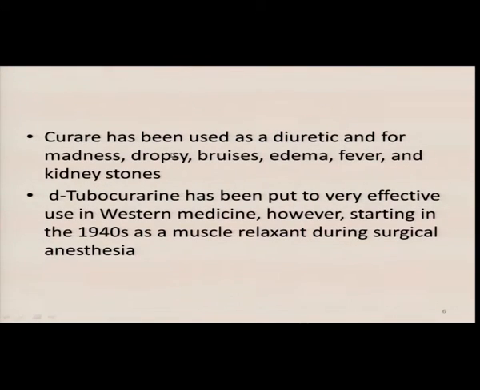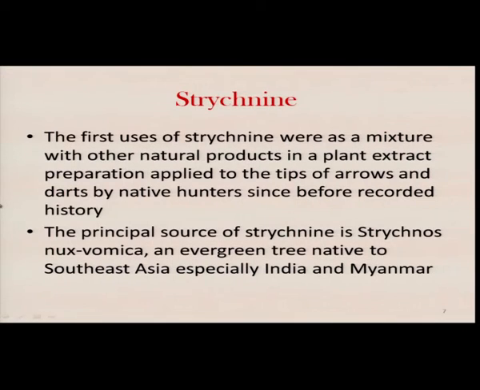Curare has been used as a diuretic and for madness, dropsy, bruises, edema, fever and kidney stones. The D-tubocurarine has been put to very effective use in Western medicine, however, starting in the 1940s as a muscle relaxant during surgical anesthesia. So, in the case of surgery, when muscles have to be relaxed, including the involuntary muscles, curare can be used as a muscle relaxant during the course of the surgery.